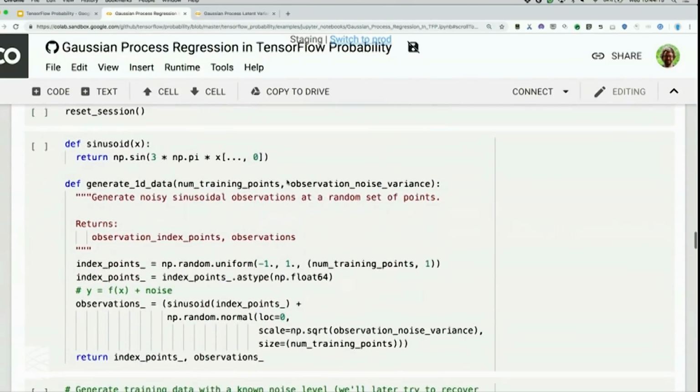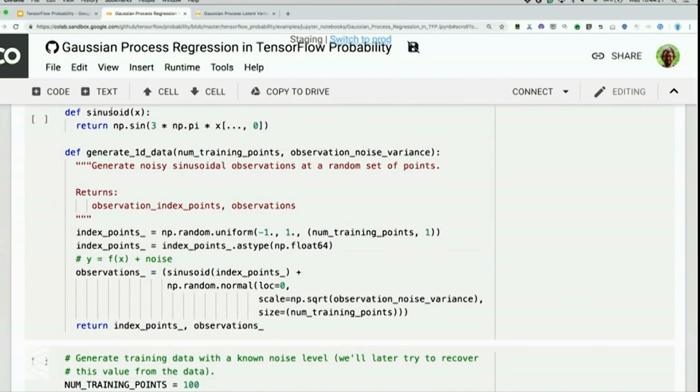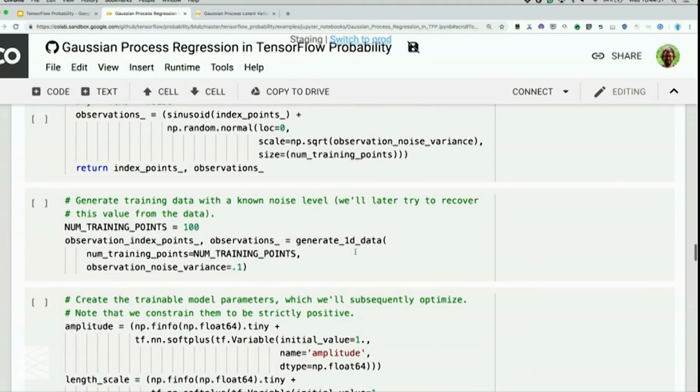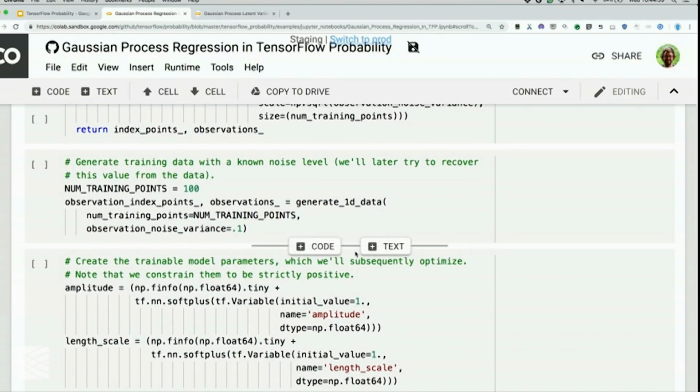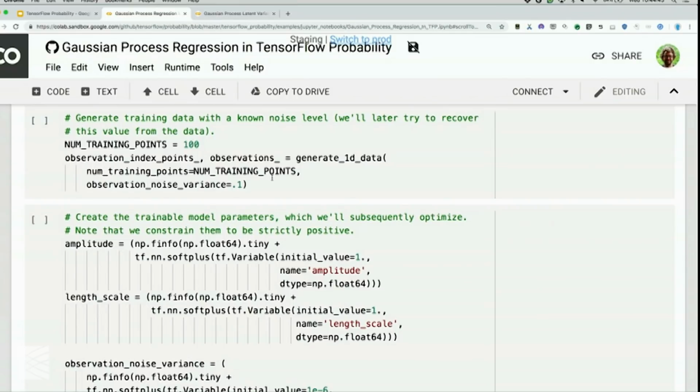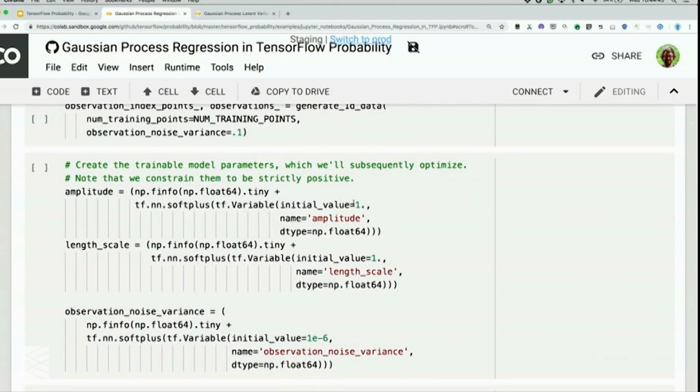I'm going to generate some data from a sinusoid, a sine function, and I'm going to add a little bit of noise to it. That's going to be my training data. So I'm just going to get some scattered samples from this function, and the samples themselves are going to be noisy. So yeah, here I'm generating the data. I'm generating 100 training points scattered across the line.